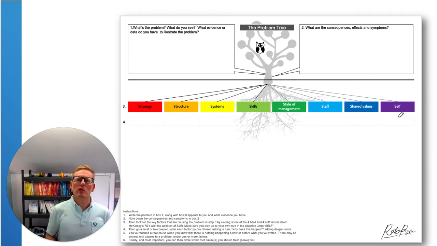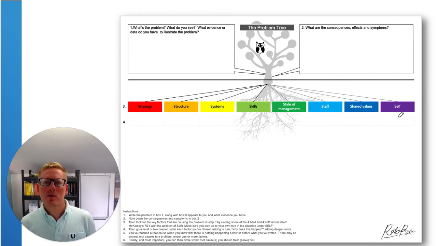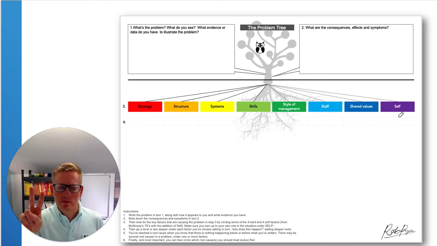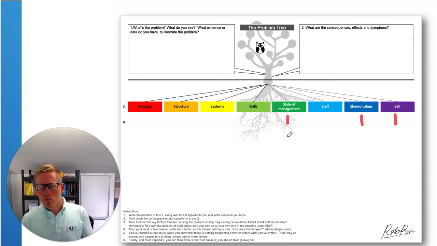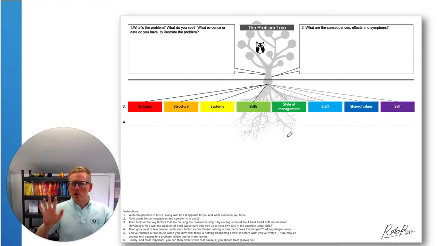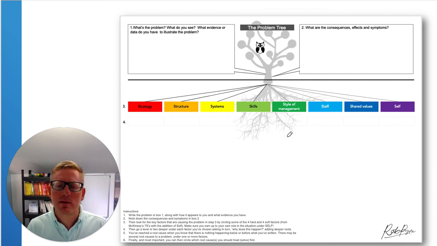I've seen this tool used, for example, to talk about a lack of collaboration between 2 teams. So we put some facts on the table. We talked about the consequences of that to stakeholders and customers. And then we looked at, is it the strategy? Is it the structure? Is it particular individuals? Is it values? Is it the way the managers interact? And what the 8 S's allows you to do is have a really good checklist to make sure you've thought about 8 different perspectives on the problem.